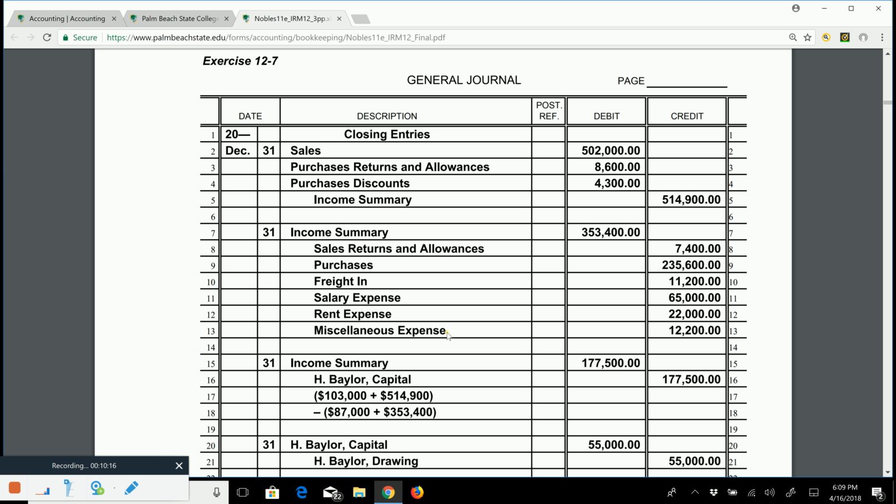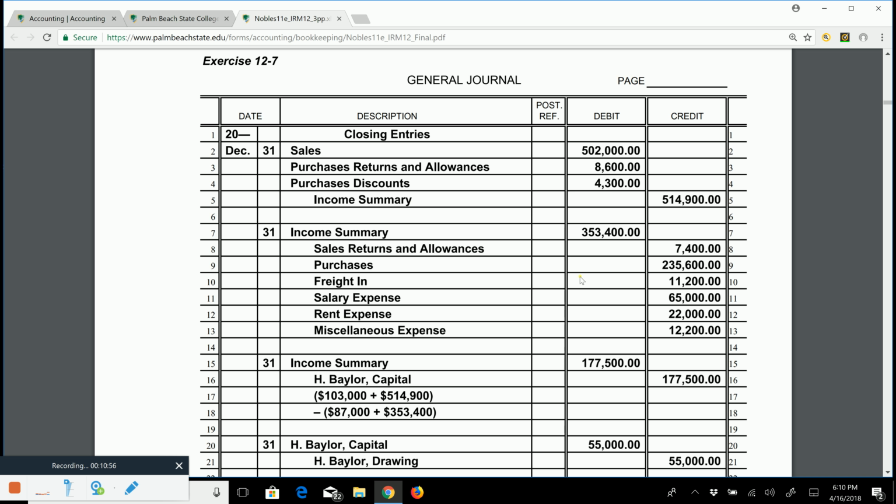There are typically 4 closing entries. The first closing entry is to close all of our sales accounts and contra purchase accounts. If you take a look at what is listed here in exercise 12-7, the sales account and your contra purchase accounts, that would be the purchase returns and the purchase discounts, they all have credit balances. So to close them or to make those balances 0, we would need to actually debit those accounts. And the credit in the closing entry is going to go to this account called income summary.